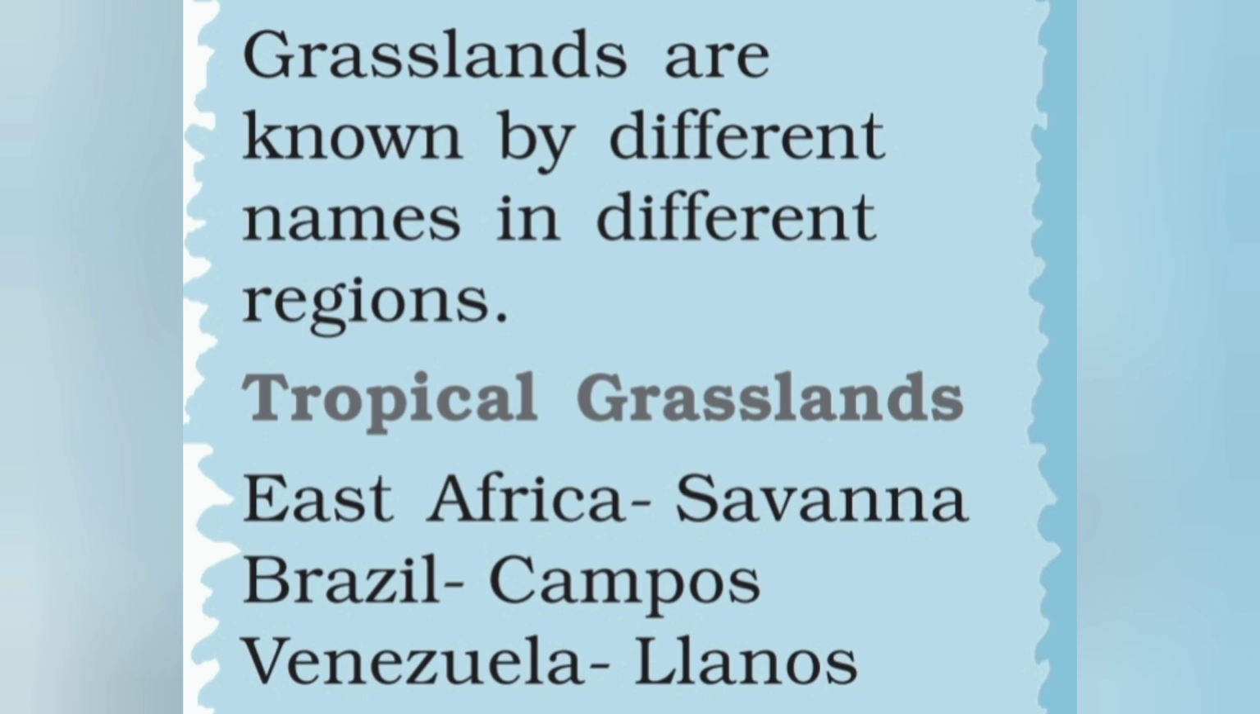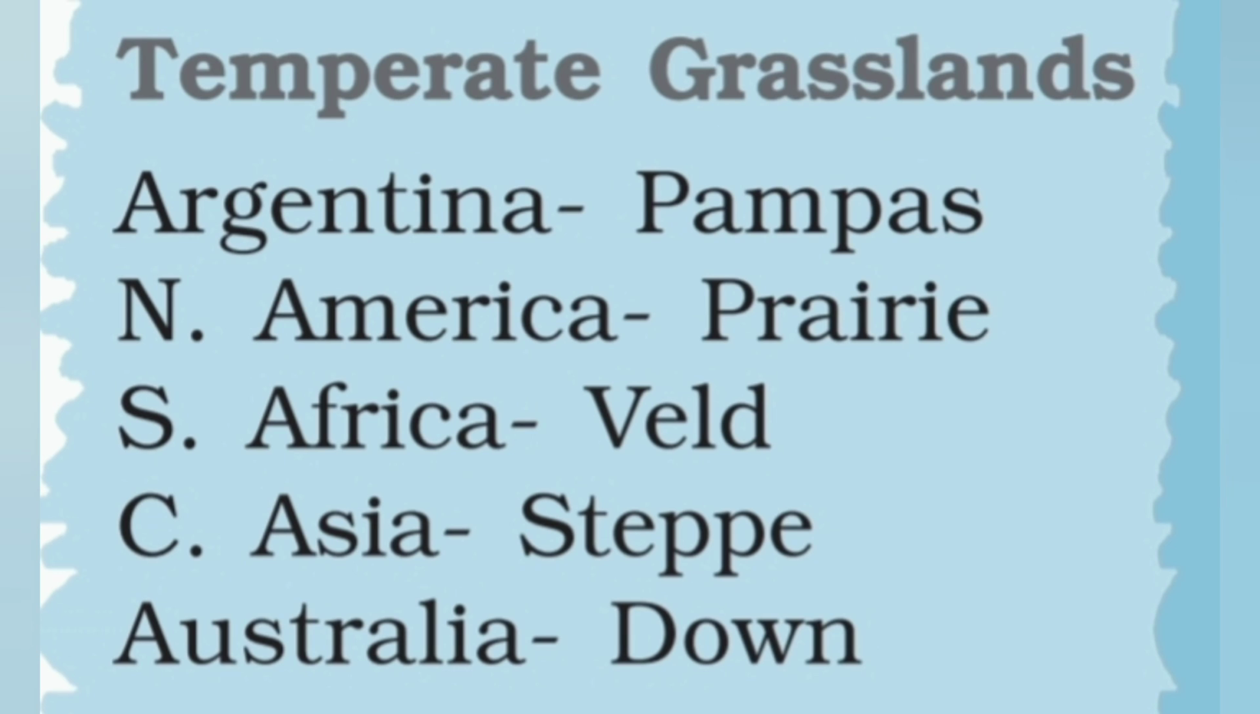Page number 44. Do you know grasslands are known by different names in different regions? Tropical grasslands: East Africa, savanna; Brazil, campos; Venezuela, llanos. Temperate grasslands: Argentina, pampas; North America, prairie; South Africa, veldt; Central Asia, steppe; Australia, downs.